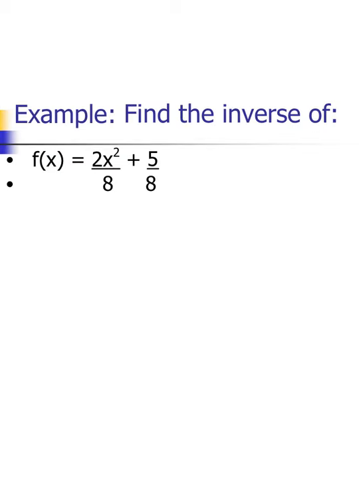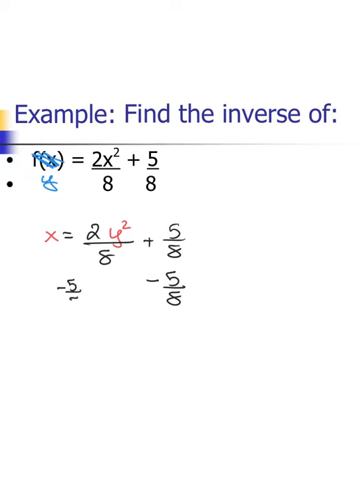Next one, again, first step, change that f of x and make it a y. Second step, flip the x and the y's. That's 2y squared over 8 plus 5 over 8. Third thing, we want to get the y by itself. So I'm going to subtract 5/8, subtract 5/8 from each side. I get x minus 5/8 equals 2/8 y squared.